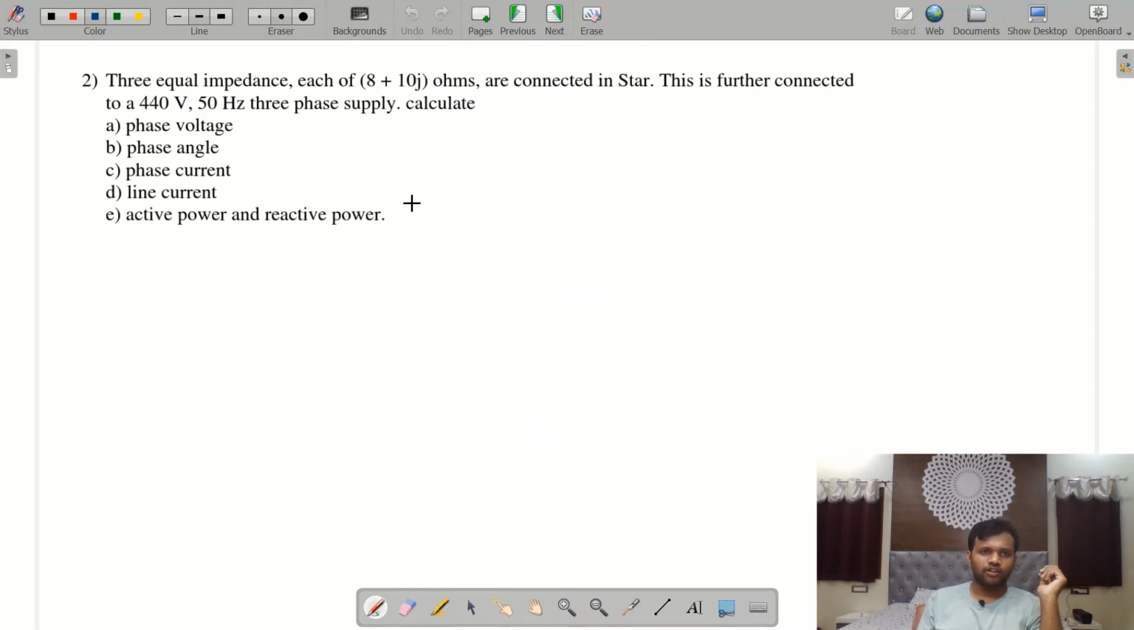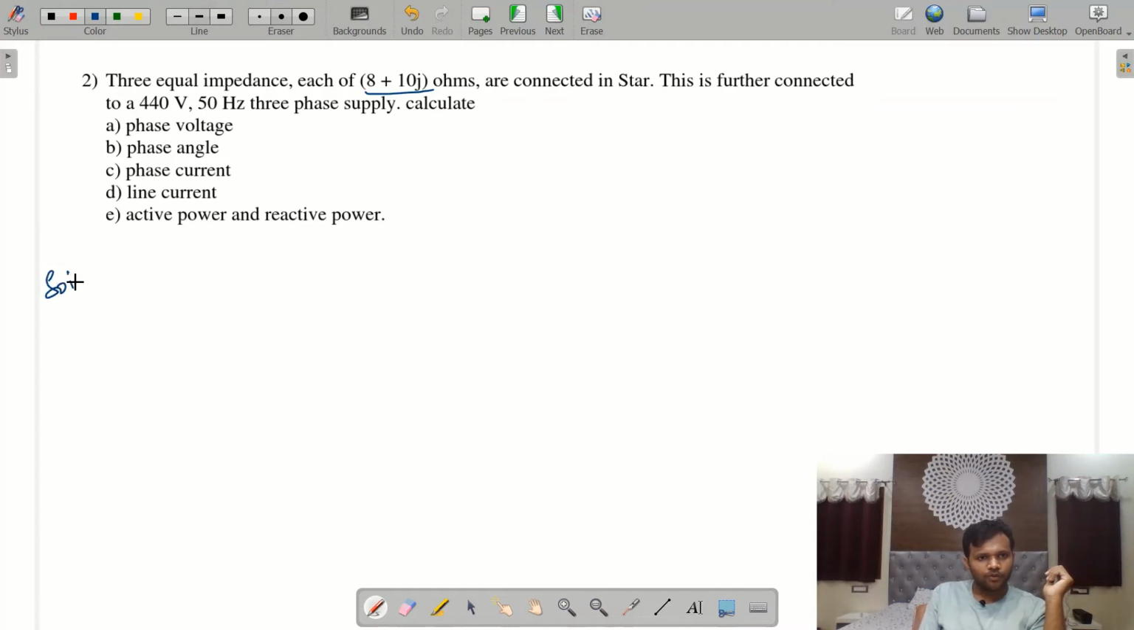Okay, the second question. Okay, see here. As we know, we are solving in this complete lecture, we are going to solve the star connected balanced load. Okay, in the coming lectures we will solve balanced delta connected load, unbalanced, everything we will solve in the coming lectures. Okay, right. So three equal impedances, each of 8 plus 10J.